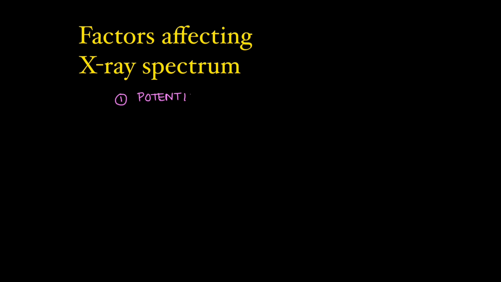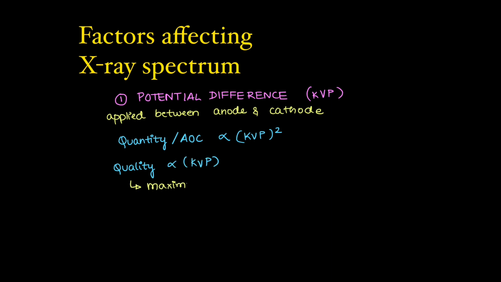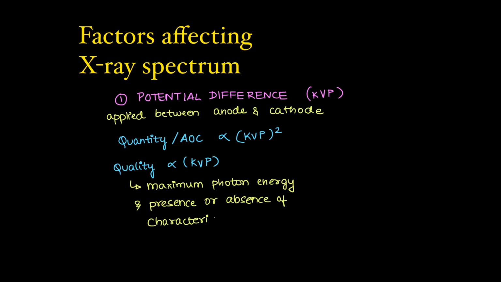So what are the factors affecting the X-ray spectrum? First one is the potential difference or the KVP which is applied between cathode and anode. As we define X-ray in the form of quantity and quality, quantity or area under the curve is directly proportional to square of the KVP and quality is directly proportional to the KVP. So maximum photon energy in the beam and presence or absence of characteristic radiation depends on the KVP applied.